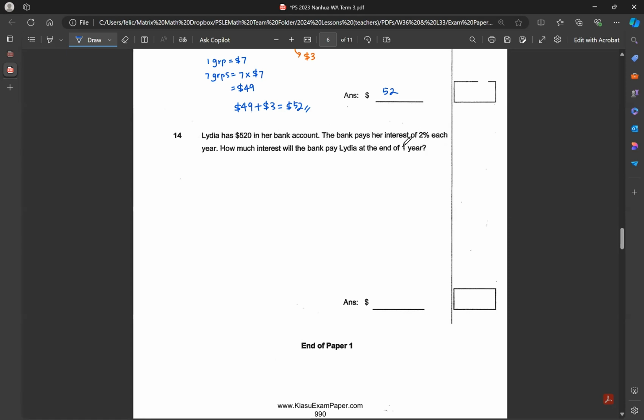So how much interest at the end of 1 year? You can just calculate how much is the 2%. Again, 2 ways to do from here. You can do the multiplication way because it's 2% of the 520, or another way is you can use the units way. Anyway, I'll show both methods. So for the interest, it's simply your 2%, 2 over 100, multiplied by what she first put in.